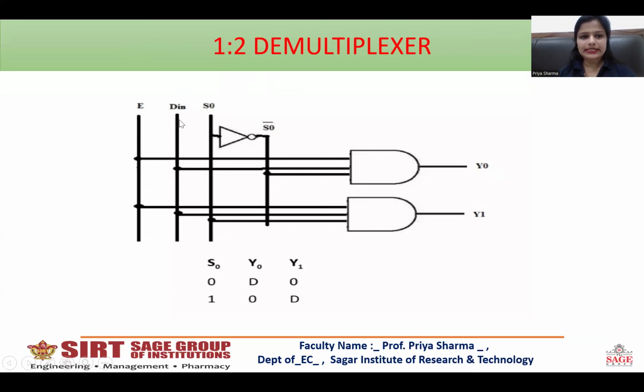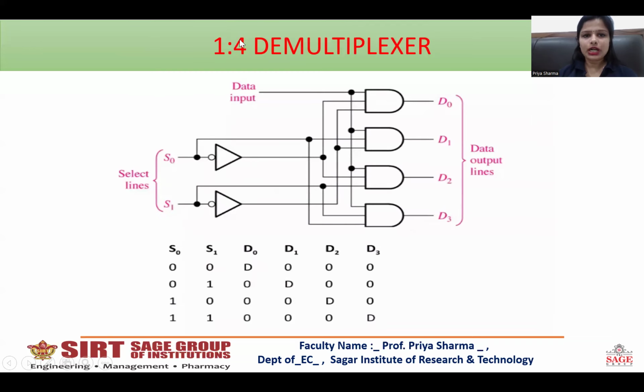For a 1:2 demultiplexer, there will be one input, that is D in, one selection line, one enable line and two outputs. As in 1:2, this is the number of inputs and this is the number of outputs. So when S0 is 0, Y0 will be D. When S0 is 1, Y1 will be equal to the data input. For a 1:4 demultiplexer, there will be one input, four outputs and two selection lines. So for the possible combinations of the two selection lines, for 0:0, the output will be available only at D0. For 0:1, output will be available at D1. For 1:0, output will be available at D2. And for 1:1, output will be available at D3.